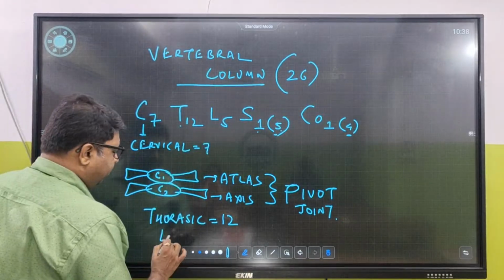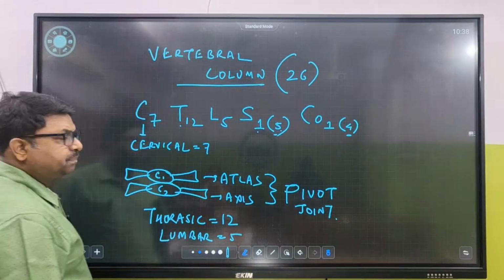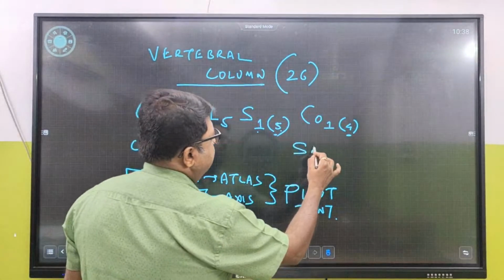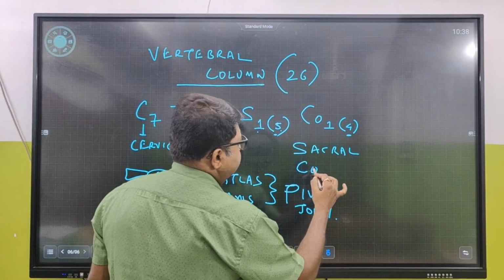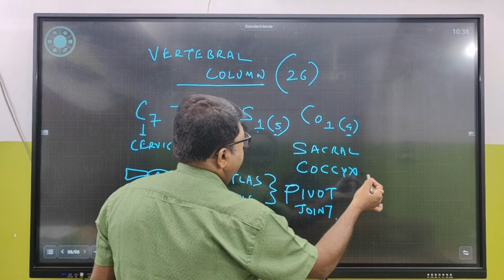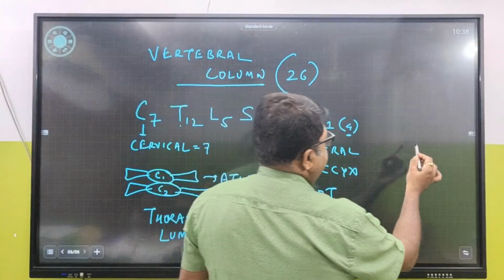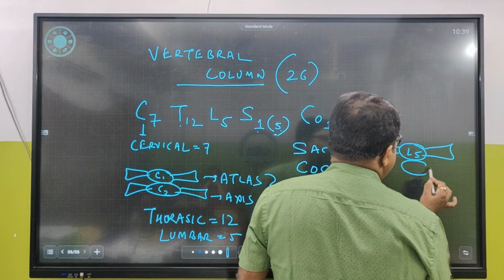What does L stand for? L stands for lumbar. So how many bones are there in the lumbar? 5 bones are there in the lumbar. What does S stand for? Sacral, S. And then coccyx. How many of them? 1. So now see, this is L5 and this is S1.